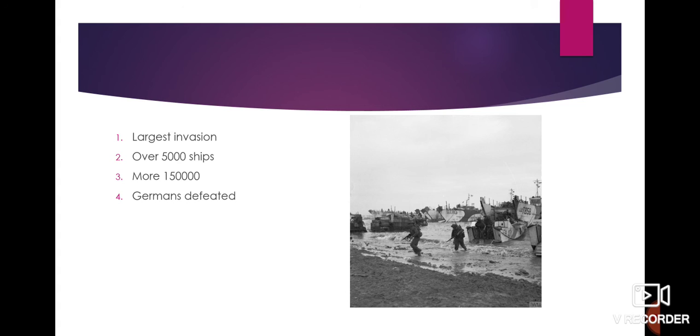The objective of this invasion was to push the Germans back and try to eradicate them. Push Germans back to where they belong, because they were in France, so push them to Germany, and just defeat them. And as the Americans invaded the beach, the Germans perceived the defeat was inevitable for them.